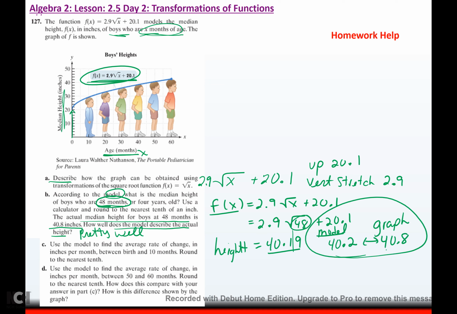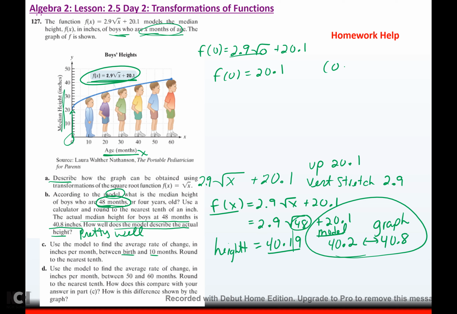Okay, and then it says C, use the model to find the average rate of change in inches per month between birth and 10 months. Round to the nearest tenth. Alright, the average rate of change is kind of like a slope. So they want birth and they want 10 months. So at birth, if I plugged in 0, I'd have 2.9 square root of 0 plus 20.1. This is all going to be 0, so f of 0 equals 20.1.